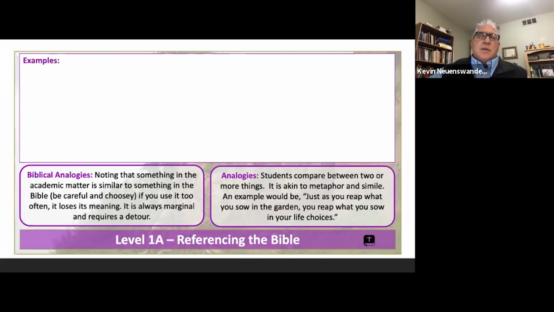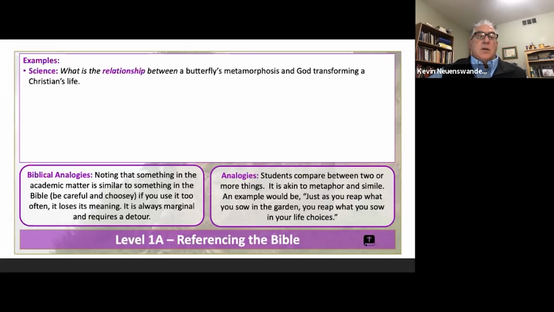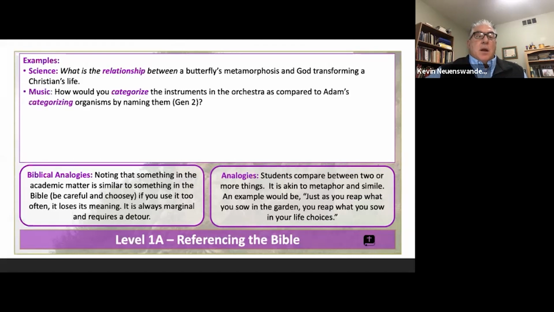Analogies. This is the Bloom's analogy piece. Students compare between two or more things. It is akin to metaphor and simile. An example would be, just as you reap what you sow in the garden, you reap what you sow in your life choices. So let's look at some examples. Science: what is the relationship between a butterfly's metamorphosis and God transforming a Christian life? Wow, great. Making an inference. Music.